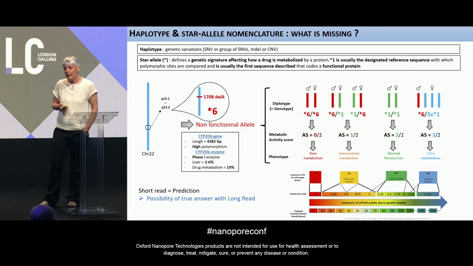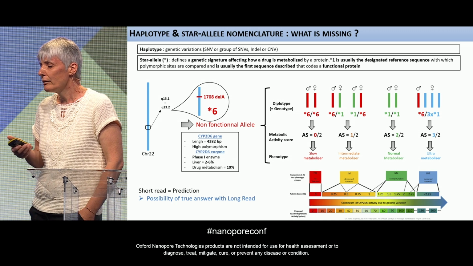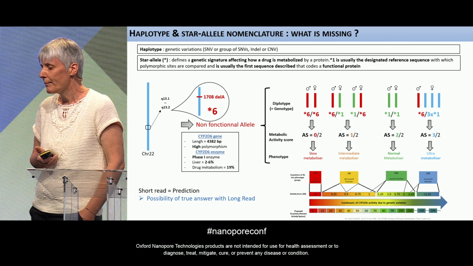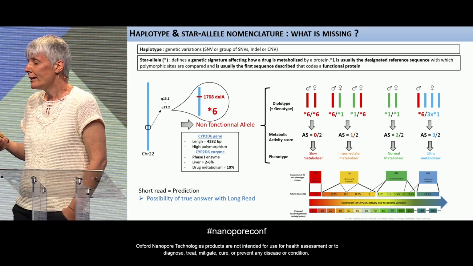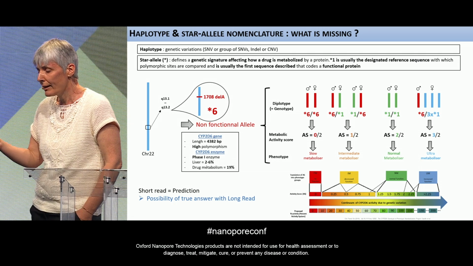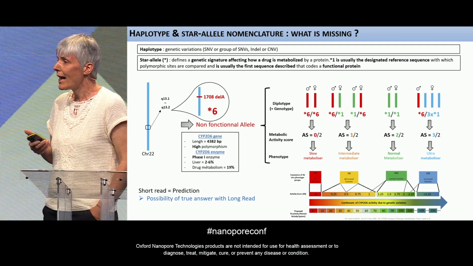Now, a few words about haplotyping and star allele nomenclature. A haplotype is a group of variants, and the star allele nomenclature is the common nomenclature we use in pharmacogenomics. It defines a genetic signature affecting how a drug is metabolized. Usually, star 1 is used to designate the reference sequence. And from the diplotype, we can associate a metabolic activity score.